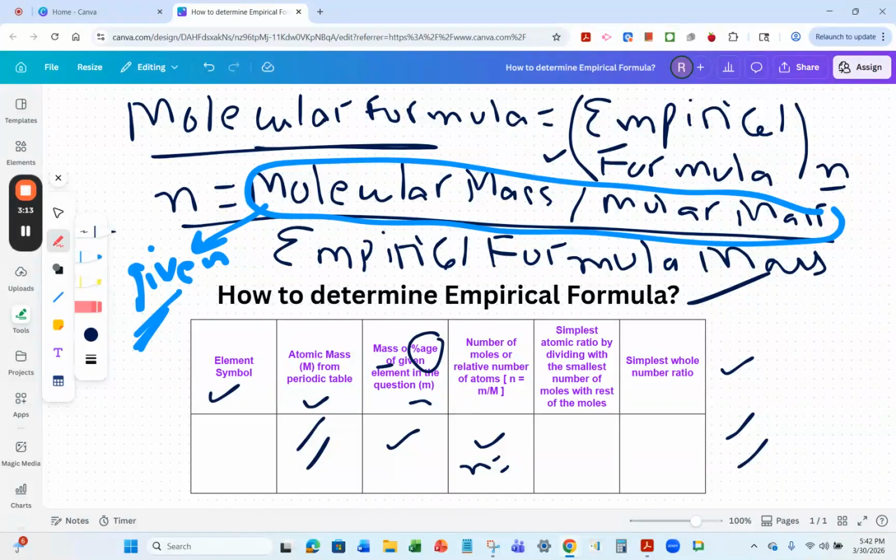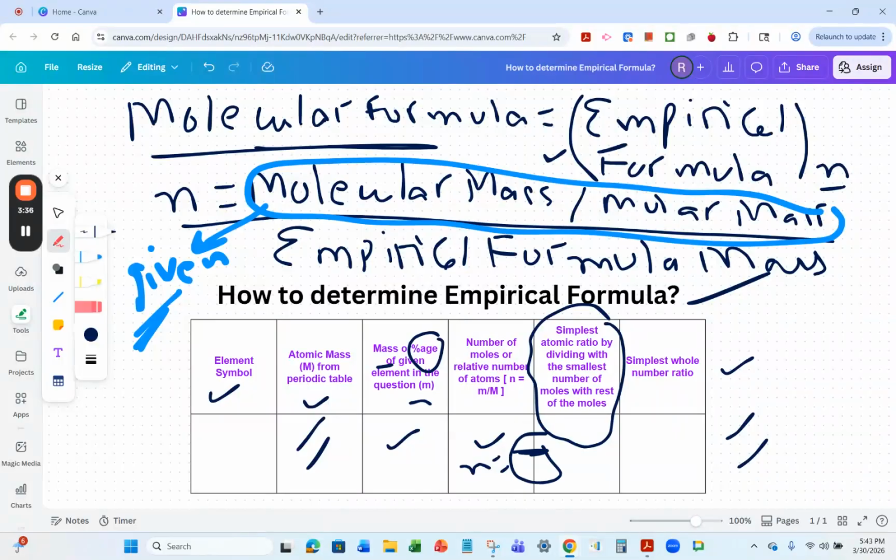And then the fifth column is the simplest atomic ratio. Kids usually struggle in this part. I will show you in my next video how to figure out the calculation. It's not that difficult, it's just a small trick. So simplest atomic ratio by dividing the smallest number of moles with the rest of the moles. So these two columns are actually connected.